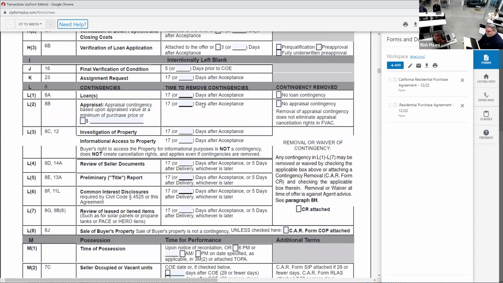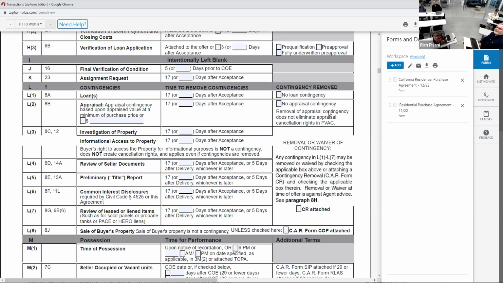Appraisal contingency. Now, there's also check boxes over here that there is no loan contingency, no appraisal contingency. And it warns removal of appraisal contingency does not eliminate appraisal cancellation rights in the FVAC. What's that for? An FHA loan and a VA loan, you cannot cancel because it doesn't appraise. You cannot remove the appraisal contingency. It remains in place because it's a federally funded loan.